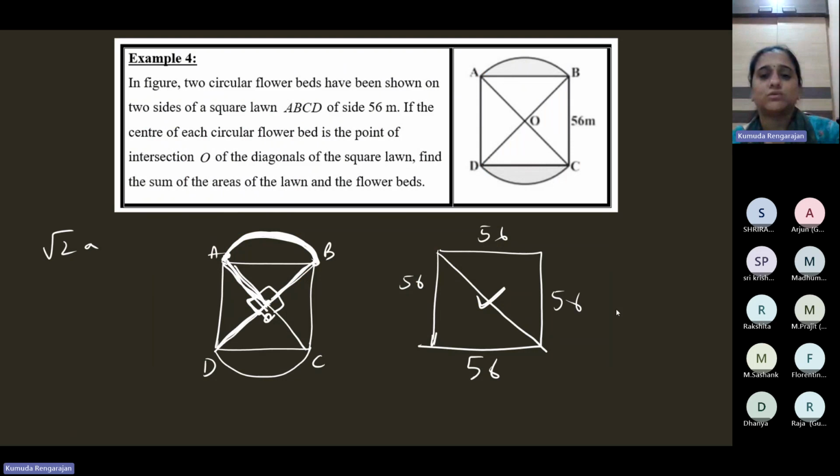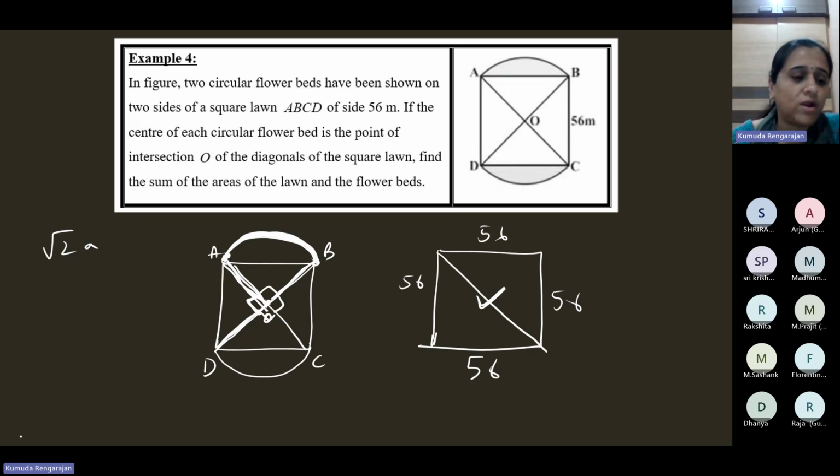All right, children. You need to first plan, because you cannot simply start working on something randomly. You need to first plan and then execute your plan. Before you find anything, you have to find the radius, which is OA or OB or OC or OD. So find the diagonal using the formula root 2a. Half of that will be the radius.